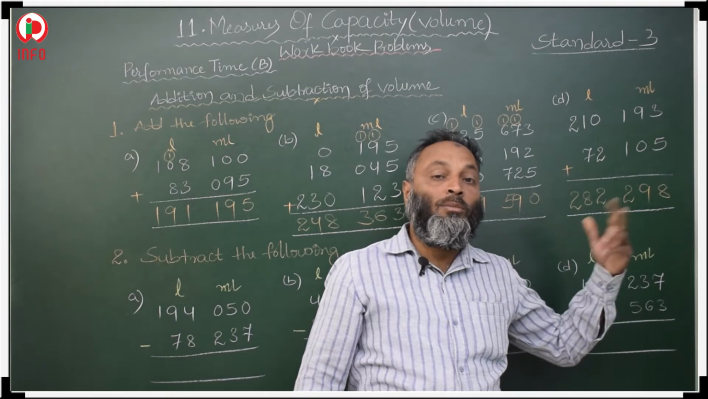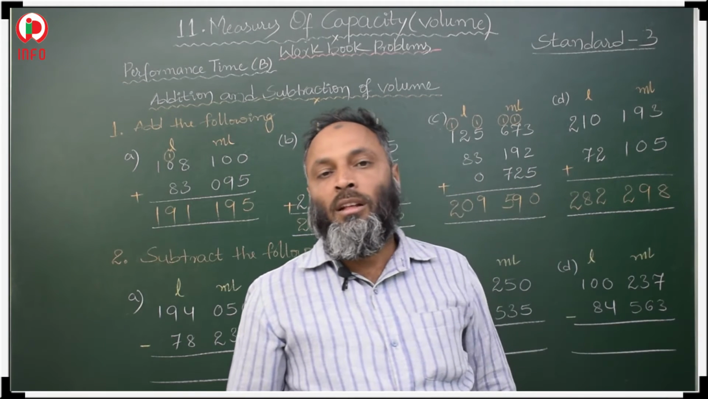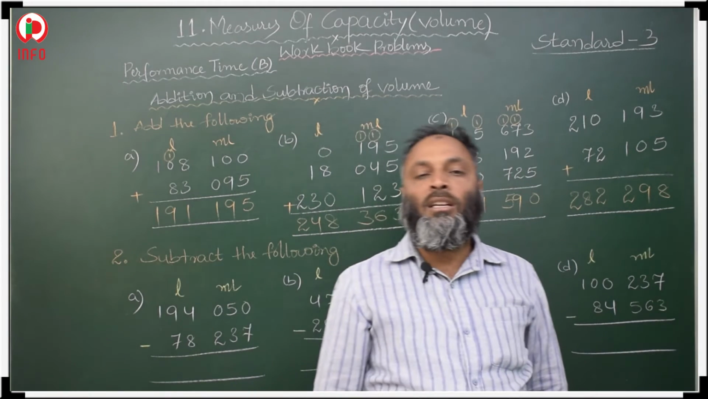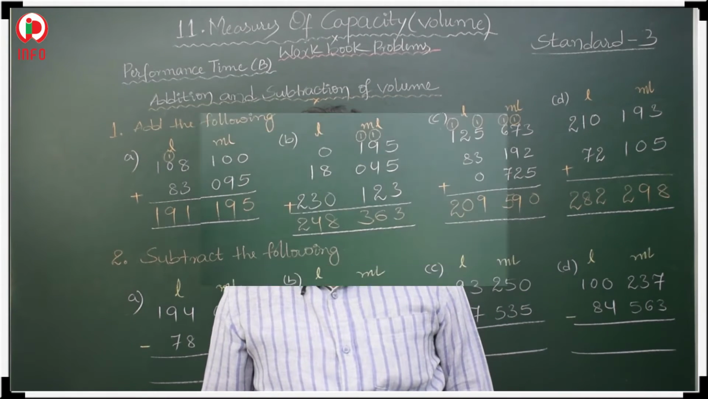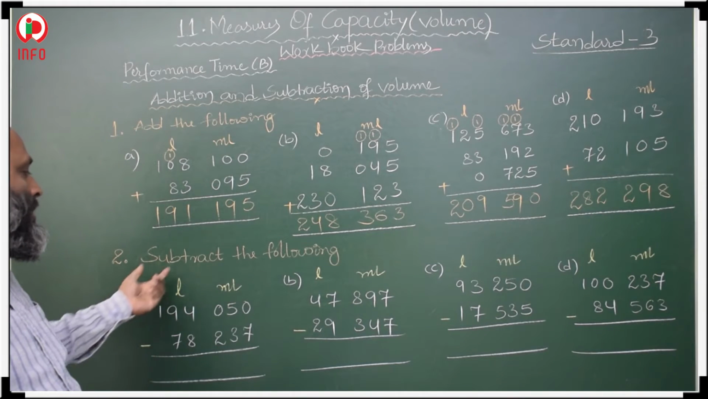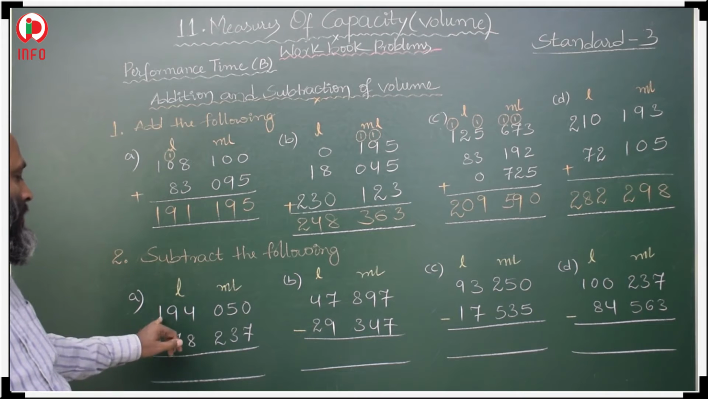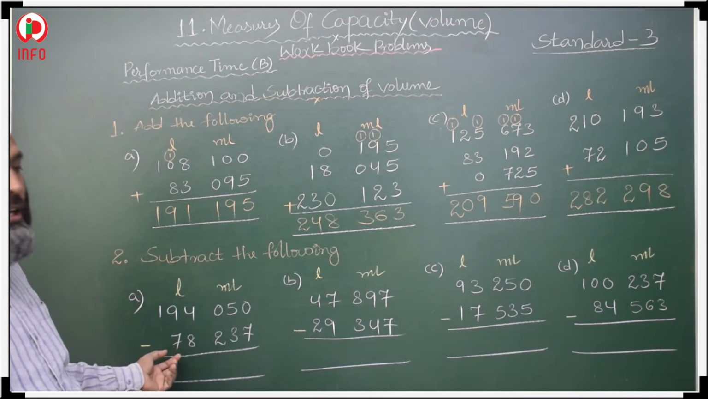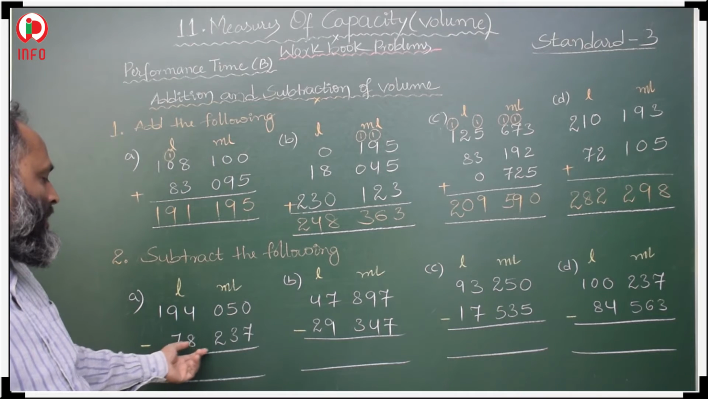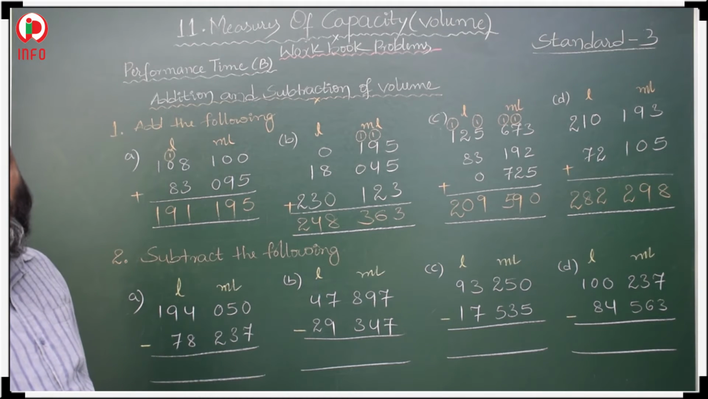Okay. So in this exercise, two more similar questions are given. Those similar questions you do as your home assignment. Okay. Now, in the second question, subtract the following. 192 liters, 50 milliliters. From this, we should subtract 78 liters, 237 milliliters.